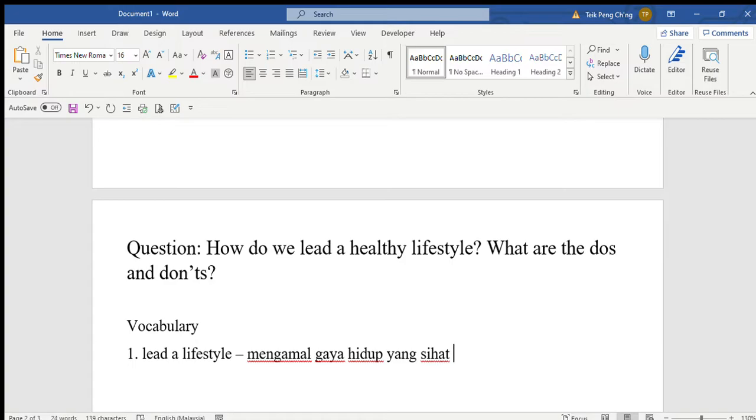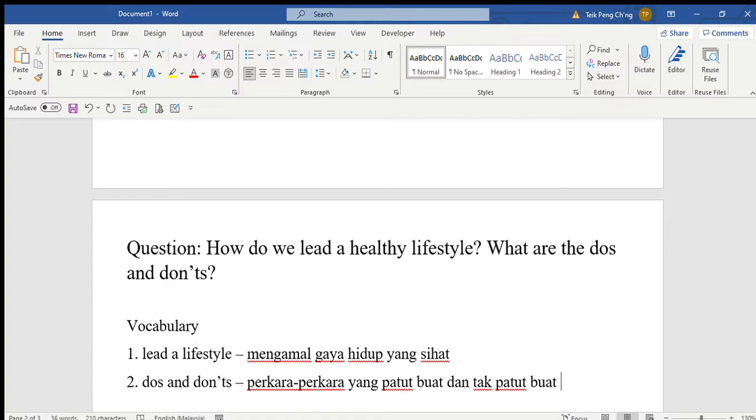Okay, and then what are the do's and don'ts? Do's and don'ts is a phrase. It means perkara-perkara yang perlu kita buat dan perkara-perkara yang kita tak patut buat. Yang patut buat dan tak patut buat. Okay? So the do's maksudnya perkara-perkara yang patut buat. Don'ts maksudnya perkara-perkara yang tak patut buat. So what are the do's and don'ts? Okay, apakah perkara-perkara yang kita patut buat dan yang tak patut buat untuk mengamalkan gaya hidup yang sehat? Okay, so these two are the questions that we are going to discuss now.